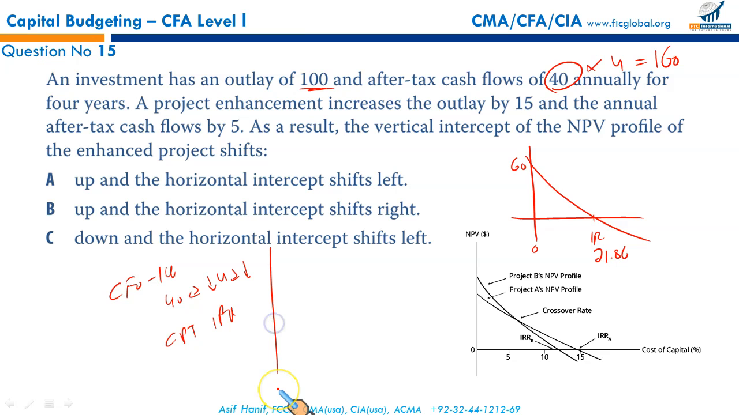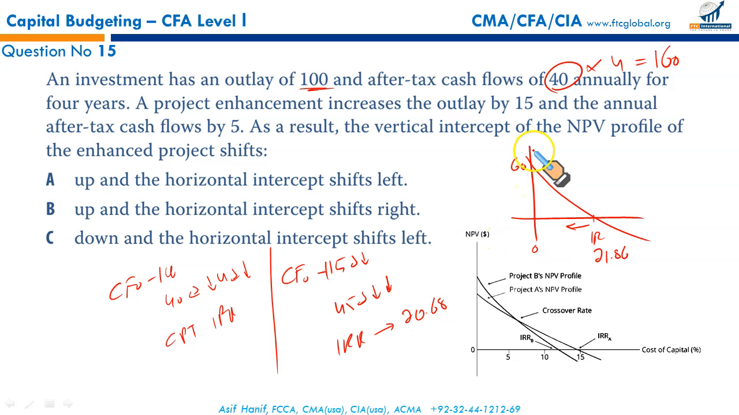Now, what happens? The project enhancement increases the outlay by 15. It means your new cash flow at year 0 is 115, right? At the same time, annual after-tax cash flow increased by 5, so instead of 40, we have 45. Calculate your IRR for this arrangement, you know how to calculate. It's going to be 20.68. It means IRR will shift to the left.